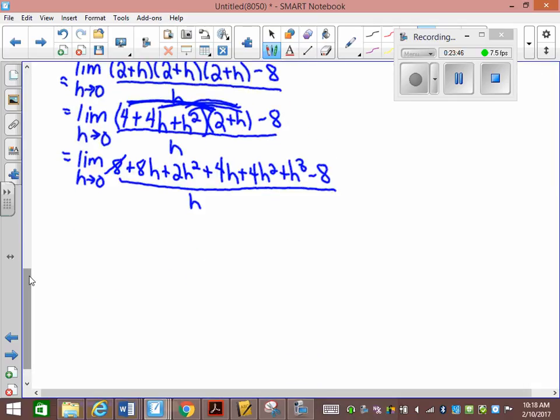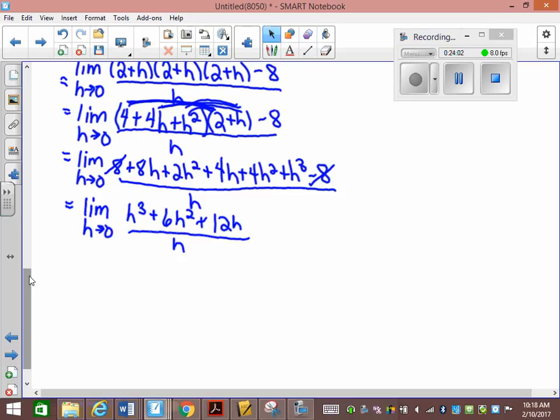So the 8 and the negative 8 cancel, and we're left with the limit as h goes to 0 of h cubed plus 6h squared plus 12h over h. You can take an h out of them by actually pulling the GCF out, or you can just cross one off of each. I'm going to be lazy and do that. And so we're going to get 0 squared plus 6 times 0 plus 12. You're welcome.